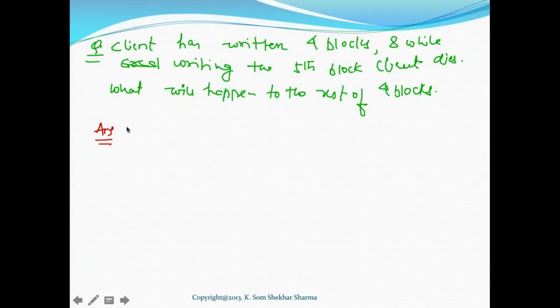The 4 blocks which have been written will be present. Nothing will happen to those 4 blocks. There will be no rollback. The 4 blocks which have already been written will be present on the HDFS.